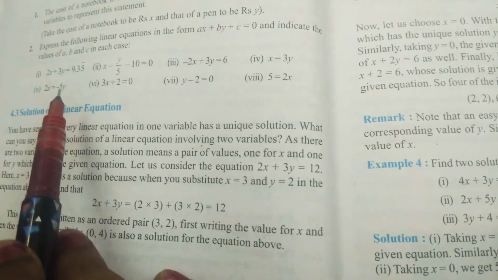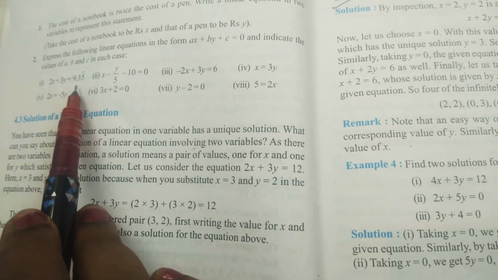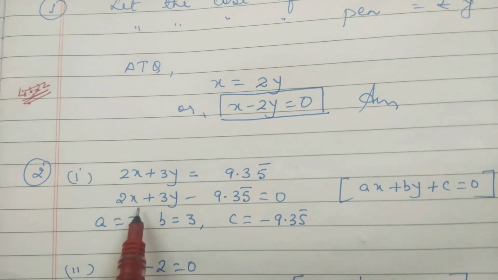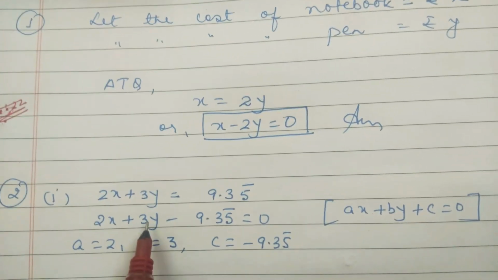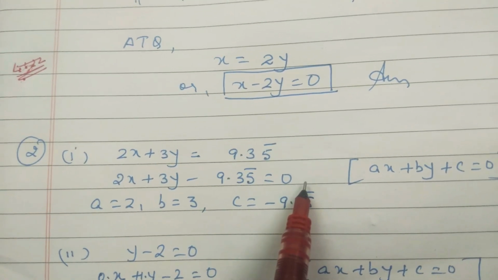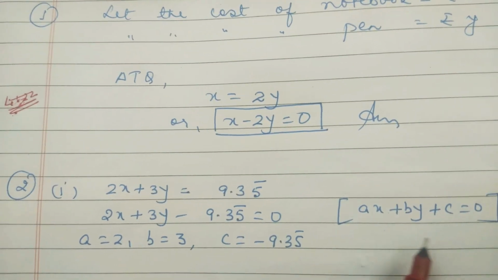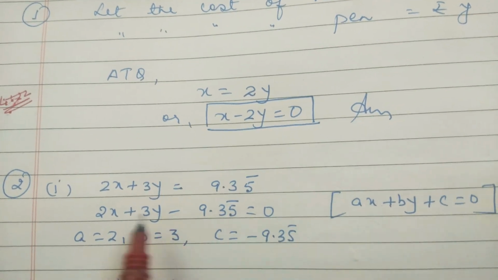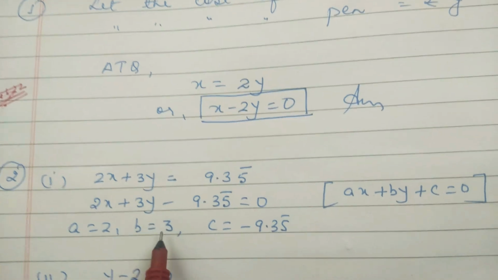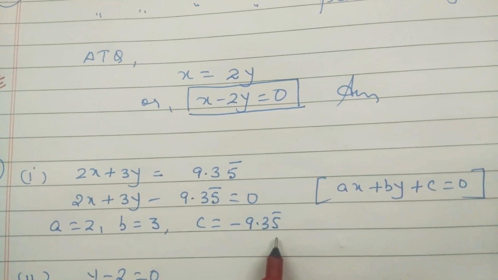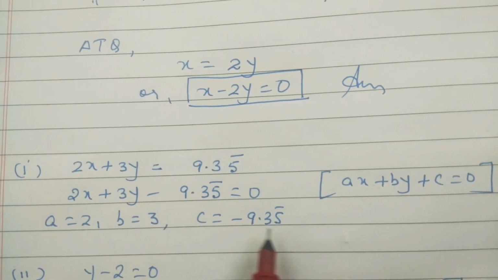So we can write down this equation in the form of ax plus by plus c as follows. We can write this as 2x plus 3y minus 9.35 bar equals 0. When we compare with the standard equation in two variables, we get a as 2, b as 3 and c equals minus 9.35.